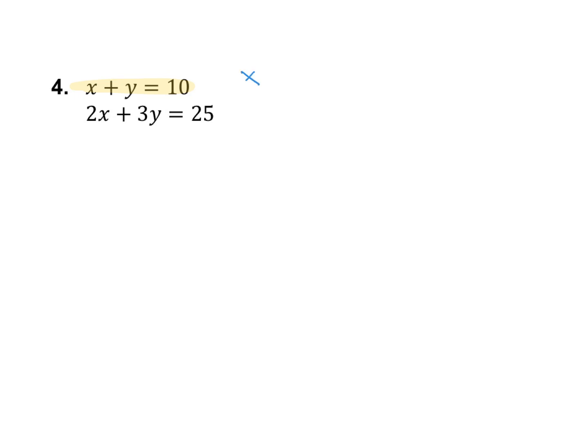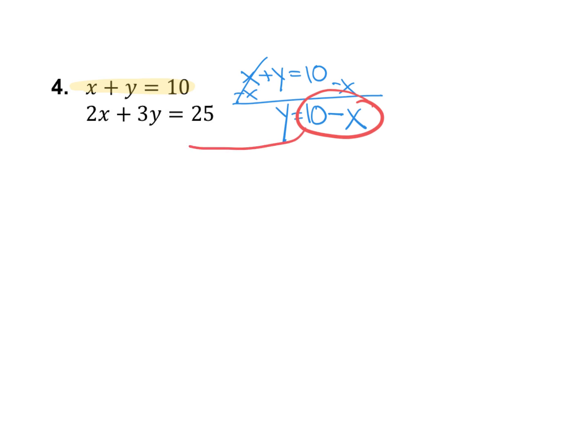We have x plus y is equal to 10. To get the y all by itself, we're just going to minus the x. And we have y is equal to 10 minus x. All right. So now we have to plug this in to the other equation. So we're saying y is 10 minus x. So what we're going to do is we're going to come right over here and we're going to plug it in here.